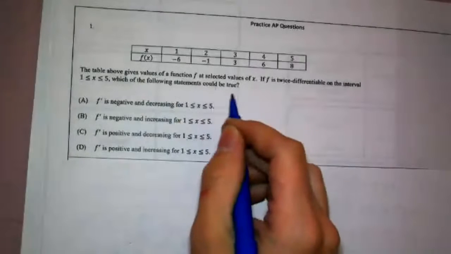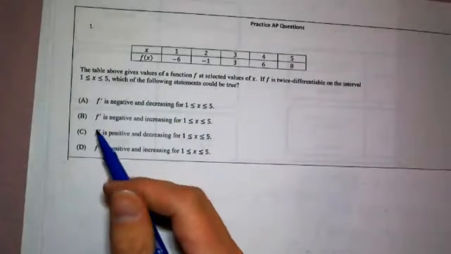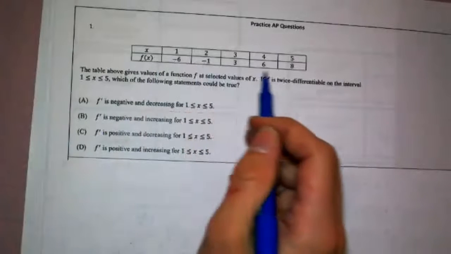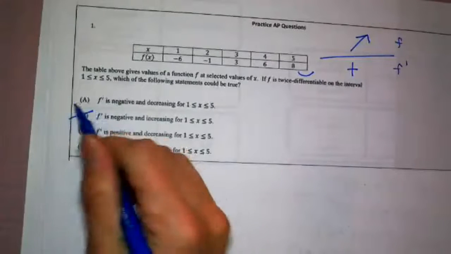So on this one right here, it says, if f is twice differentiable, which of the following statements can be true? All right, so first of all, it's talking about f prime. And so is this function increasing or decreasing? Increasing. So since f is increasing, what does that tell me about f prime? It's also increasing. No. Decreasing. No, it's positive. So I can at least narrow it down to C and D. And then it's pretty much never D.